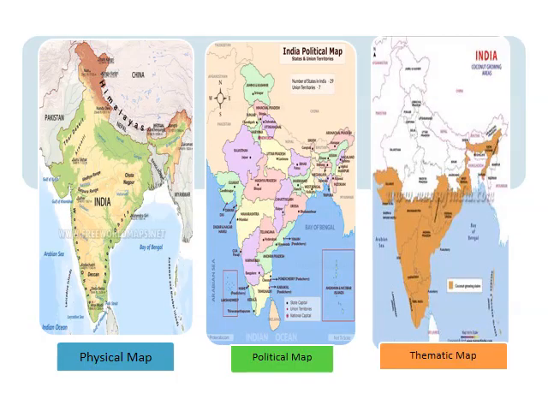Here is the example of the three types of maps. In the physical map, you can see the physical divisions of India. In the political map, you can see the boundaries of the different states. And the thematic map is based on a particular theme.